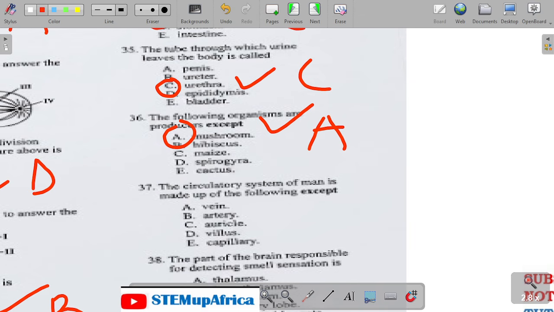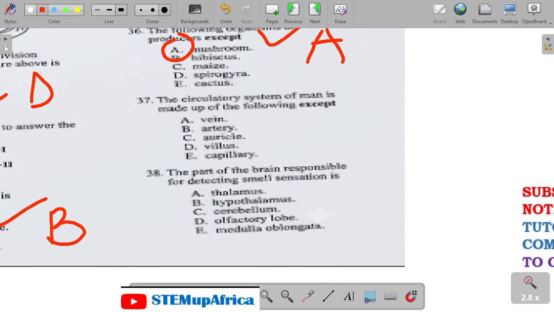Number 37. The circulatory system of a man is made up of the following except. We have the vein, we have the artery, we have the arteriole, we have the capillary. The answer is villus. Villi are microscopic finger-like projections found in the lining of the small intestine that are responsible for nutrient absorption and not blood circulation. So the answer is D.